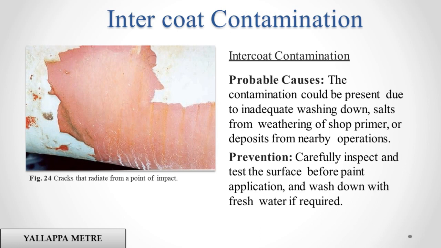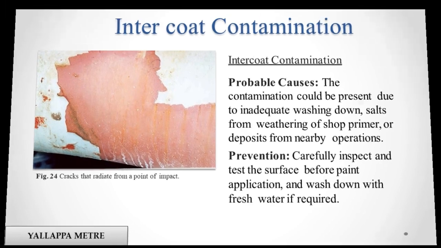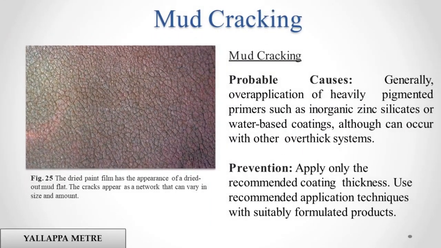Intercoat contamination. Probable causes. The contamination could be present due to inadequate washing down, salts from weathering of shop primer, or deposits from nearby operations. Prevention. Carefully inspect and test the surface before paint application, and wash down with fresh water if required.